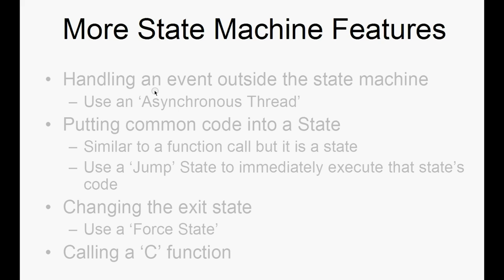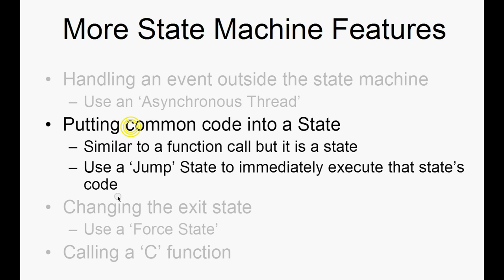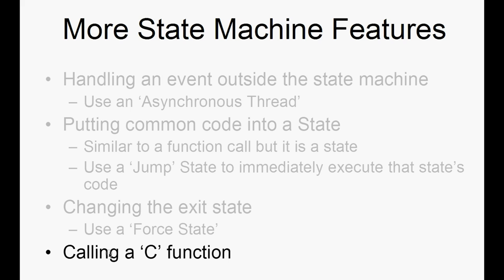Part 2 topics include how to handle an event outside of the state machine such that the state machine's state does not change using an asynchronous thread. We'll cover how to put common code into a state that gets executed immediately using jump state. We'll cover how to force the state machine into a specific state at the end of the state using a for state. Lastly, we'll show how to do a normal C function call from within state code.